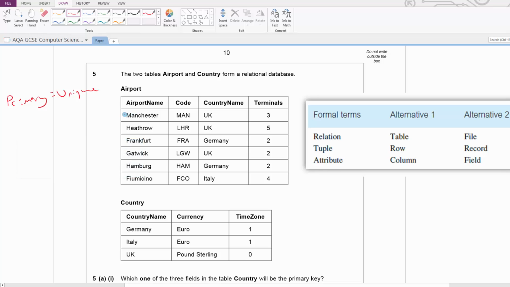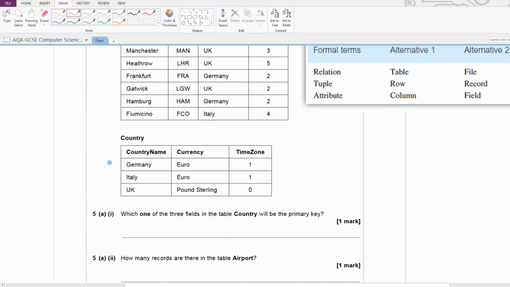So which table we're using, country, which of these fields, which of these columns is going to be unique? Well, firstly, currency isn't unique because Germany and Italy have the euro. The time zone is also the same, so that leaves country name. Every country has got a different name, so that's unique.